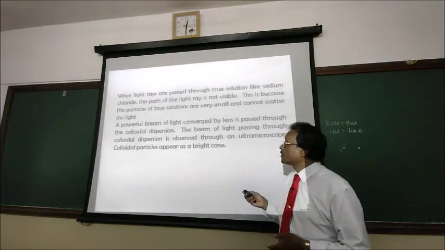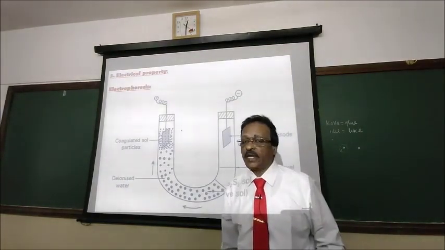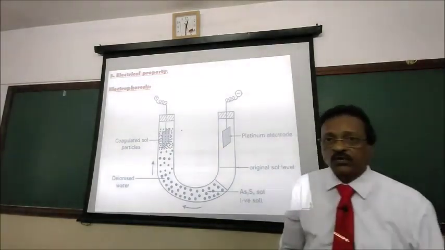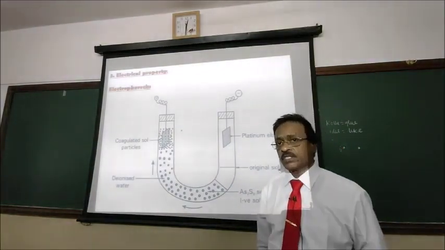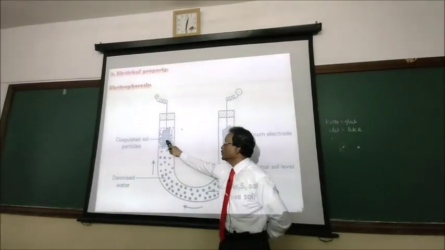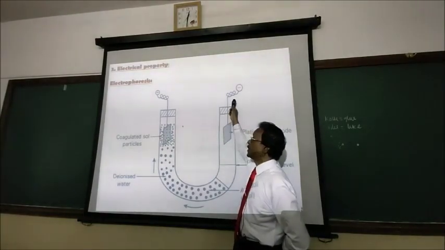The most important property is called the electrical property of the colloids. Very interesting. The electrical property is also called electrophoresis. In electrophoresis, look at a simple experiment. I have taken a U tube. You fit two metal electrodes. This is the positive pole of the battery, and this is the negative pole of the battery.